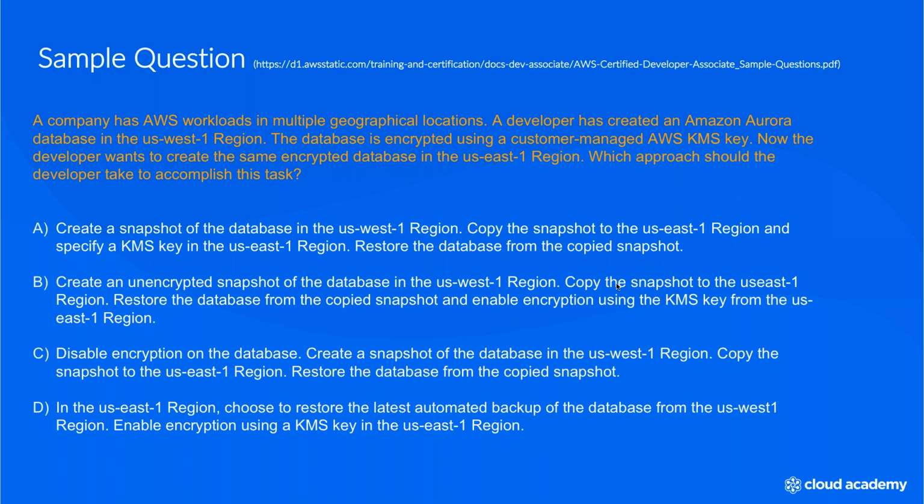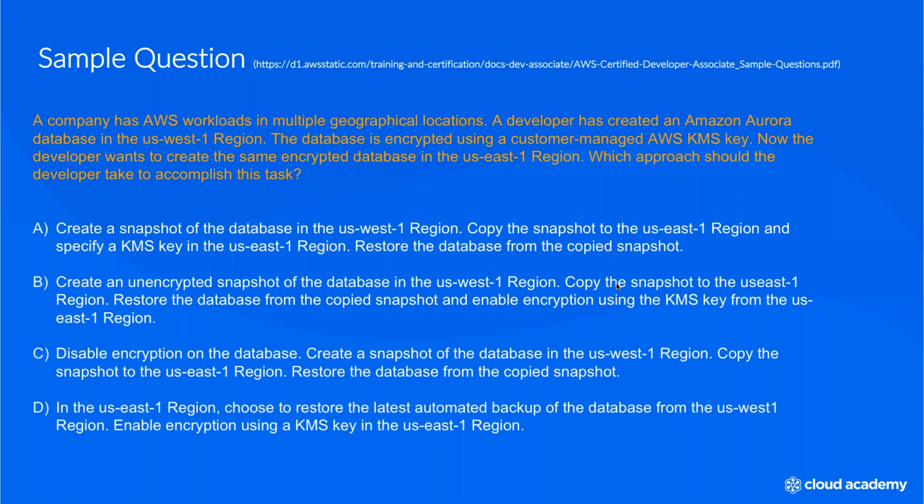A, create a snapshot of the database in the US West 1 region, copy that snapshot to the US East 1 region, specify a KMS key in the US East 1 region, and restore the database from the copied snapshot. So a snapshot of the encrypted database will create an encrypted snapshot. So far, so good. The snapshot can be copied across regions, and then you could specify a new KMS key in that region when restoring. So this could work. So let's keep that in our minds.